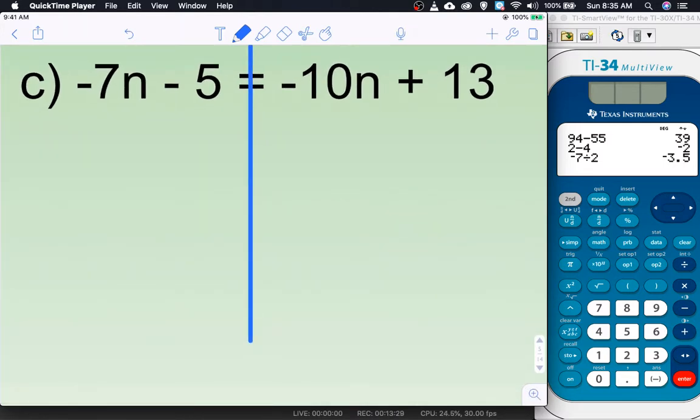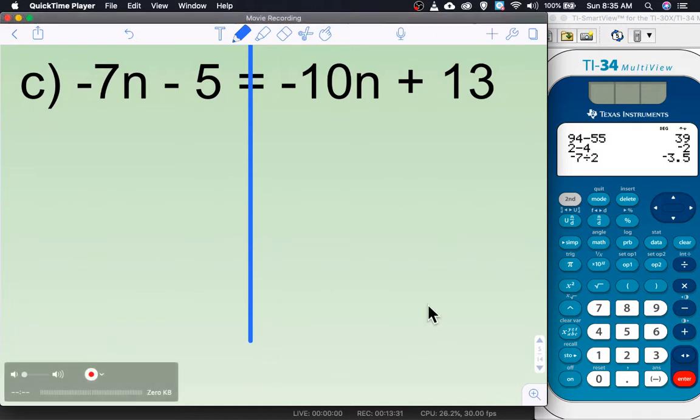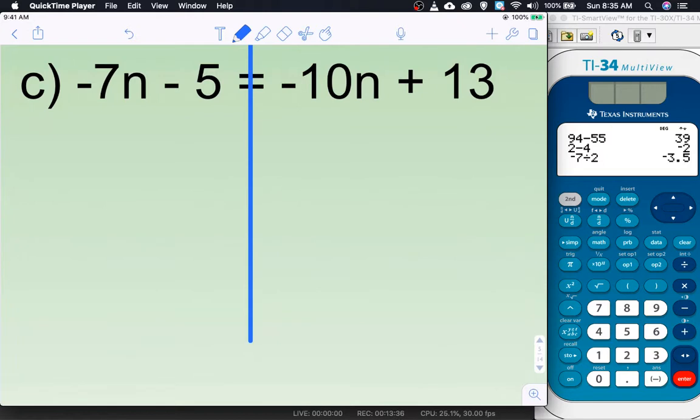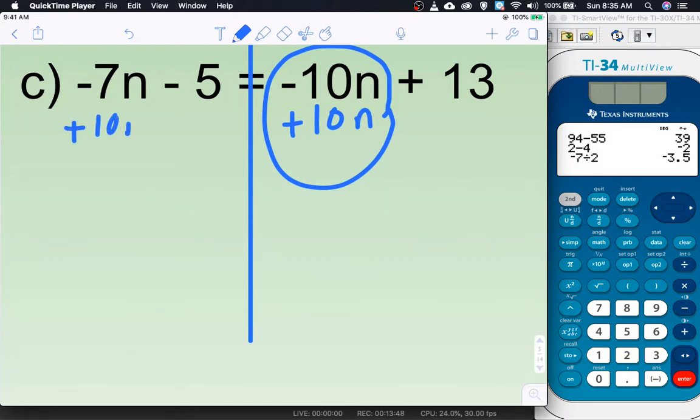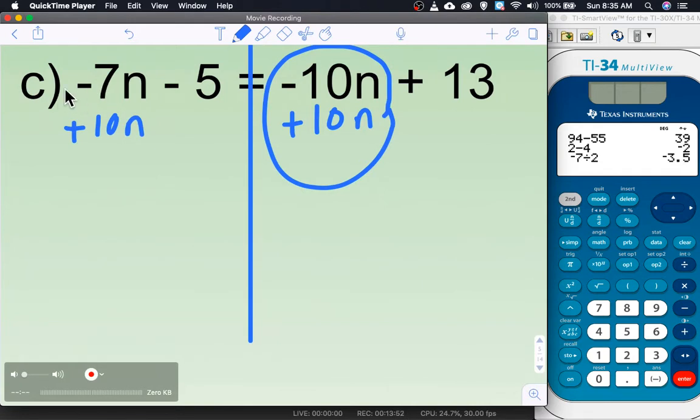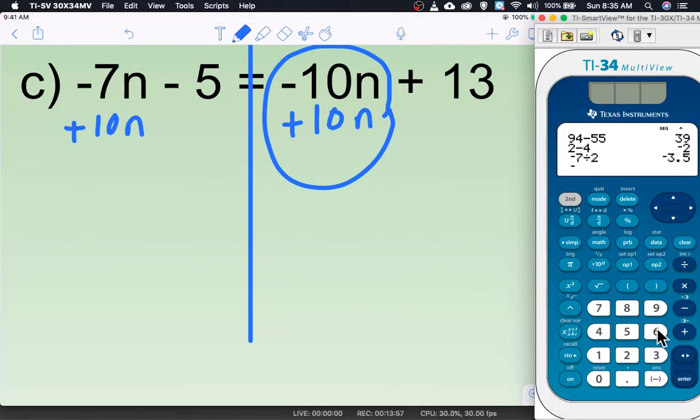So I don't see any parentheses. I don't see any like terms. So I'm going to start by getting rid of the variable on the right. I want to get rid of this guy. So I'm going to add 10, and he is a minus 10. I get rid of him using a plus 10, and always on both sides. So what does that give us? Well, negative 7 plus 10 is positive 3n.